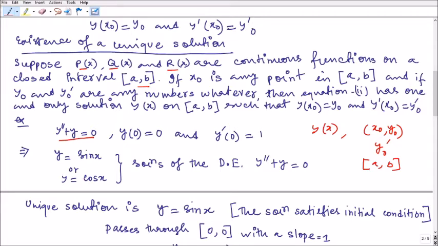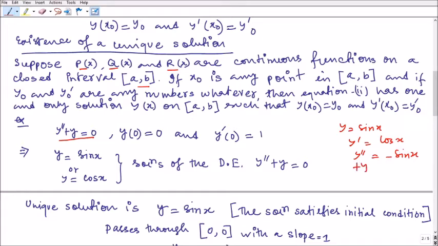For both these solutions, this differential equation is satisfied, because if we calculate y double dash and add it to y, we obtain 0. So if y equal to sine of x, then y dash equal to cos of x, and y double dash equal to minus sine x. So y double dash plus y is equal to 0.